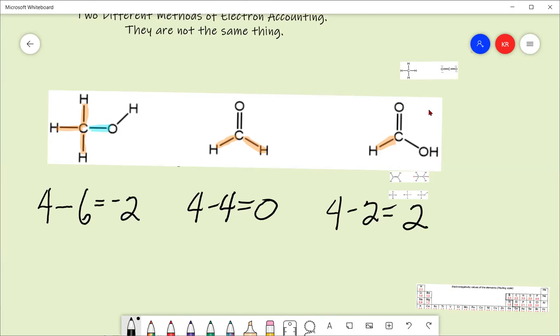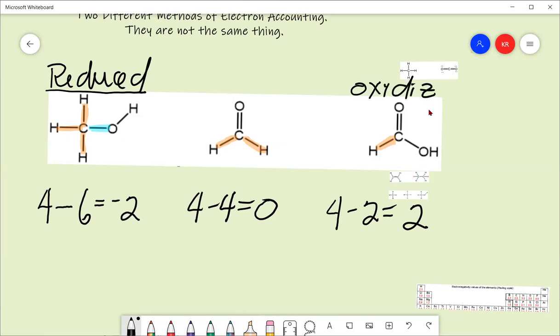So if we look at these 3, the most reduced among these 3 is going to be the methanol. But it's oxidized when compared to the methane, the CH4 molecule. Remember, CH4 was at a minus 4. So among these 3, the most oxidized is going to be the formic acid.